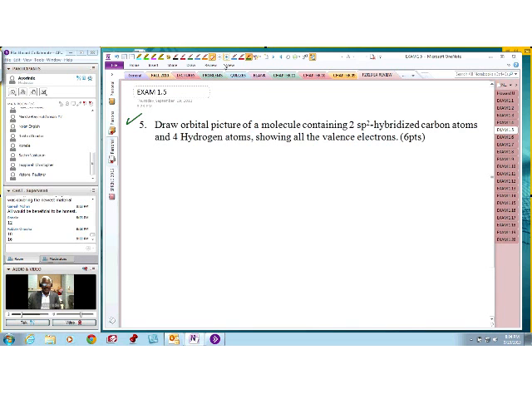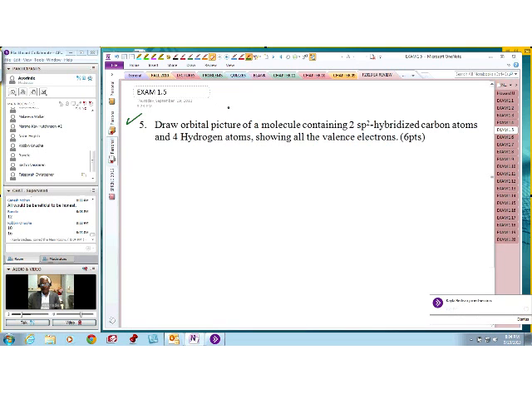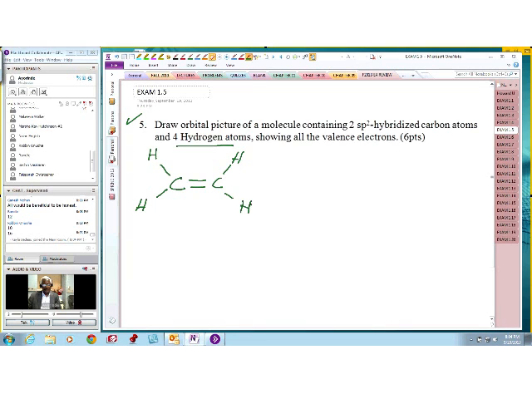Okay, so what this question is asking you to do here is draw the orbital picture of a molecule that has 2 sp2 hybridized carbon atoms and 4 hydrogen atoms. So in essence, what this question is asking you to do is to draw the orbital picture of this molecule here. This molecule we call ethylene.